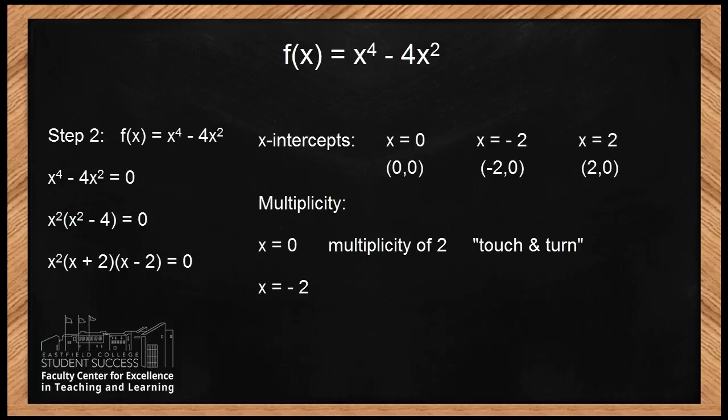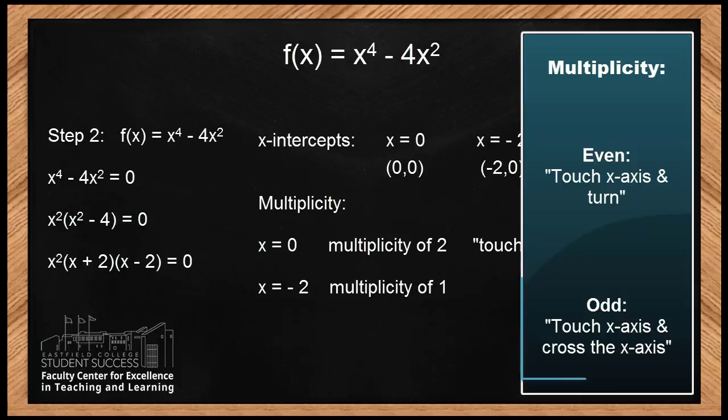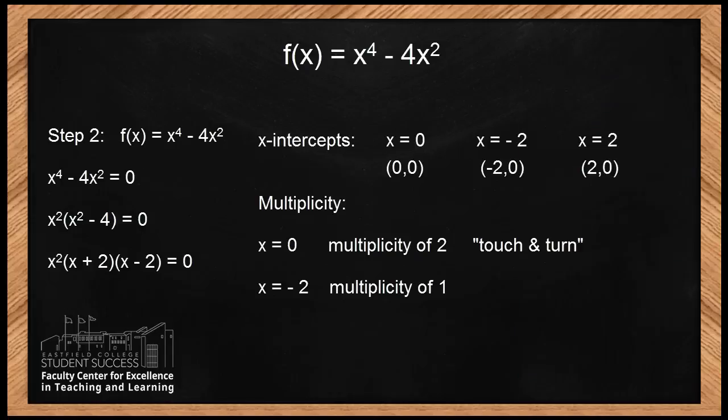At x equals -2, let's look at the exponent on that factor. The exponent, the power, is 1. Multiplicity is 1. Number 1 is an odd number. This is an odd root of multiplicity. The graph will touch the x-axis and cross at that root. Now let's look at x equals 2. X equals 2 came from the factor x minus 2. Let's look at the power. The power here, that little exponent, is 1.